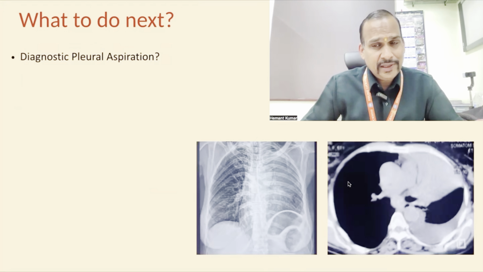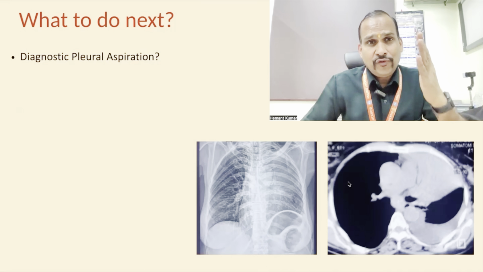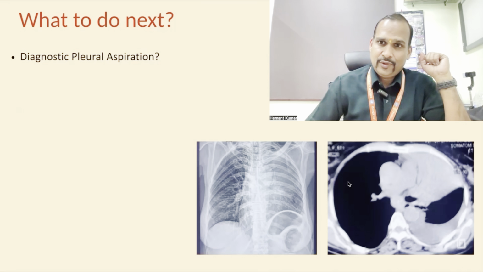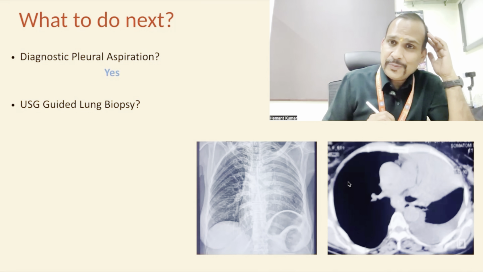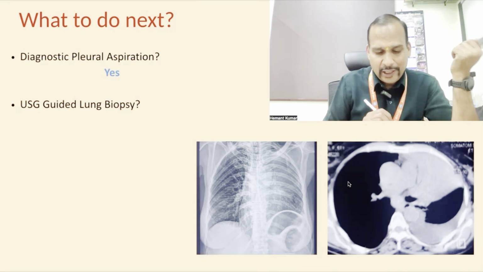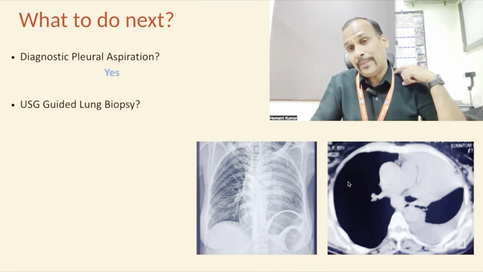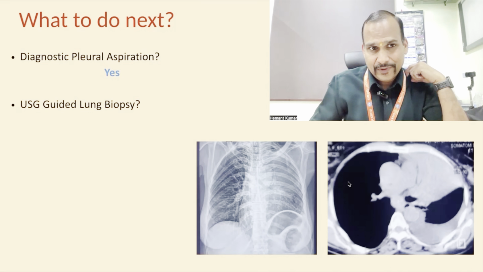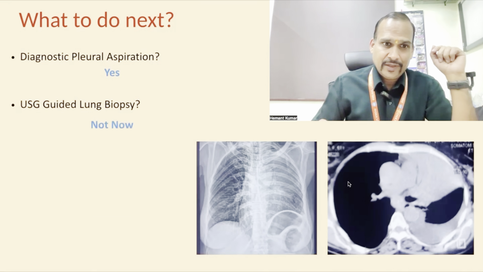So you have a middle-aged female patient with left upper lobe collapse with pleural effusion. Whenever you find pleural effusion, you have to do diagnostic aspiration. Will you do lung biopsy in this patient? Yes, we can do lung biopsy, but if you see the CT scan, there is a mass in the upper lobe, which is very difficult to biopsy. So biopsy we can do, but we will not do biopsy at this point of time.